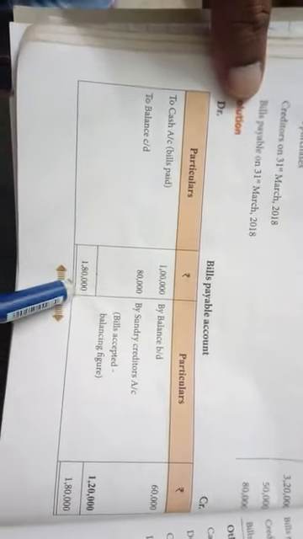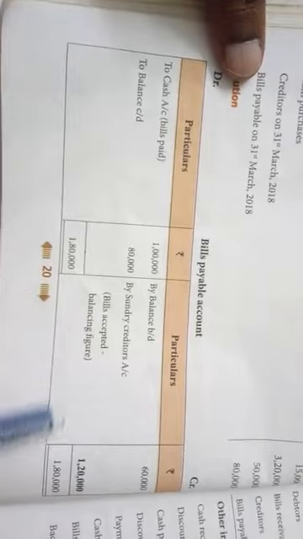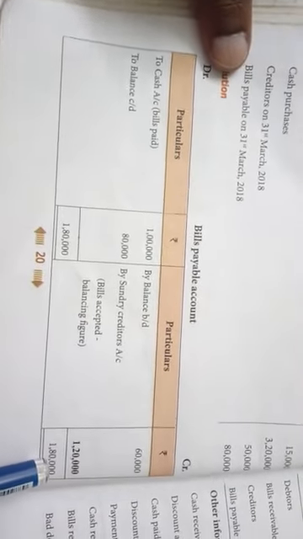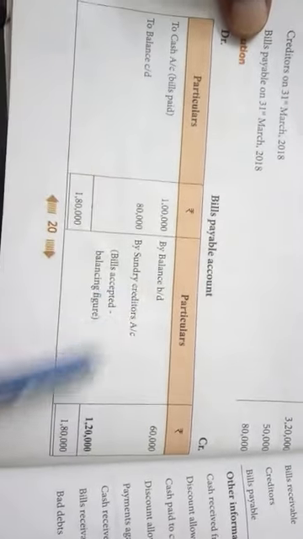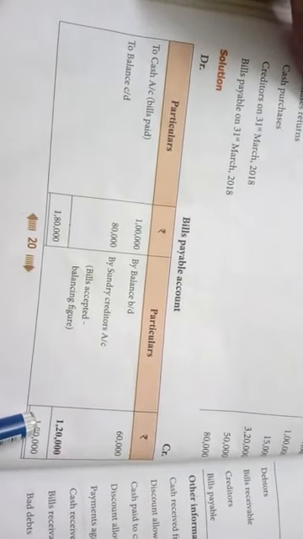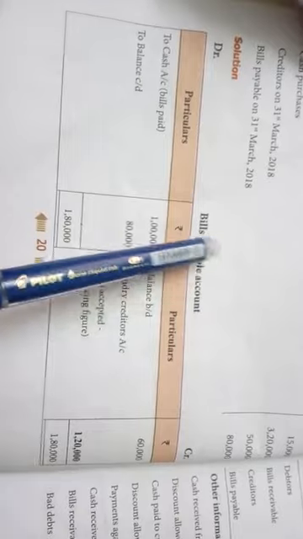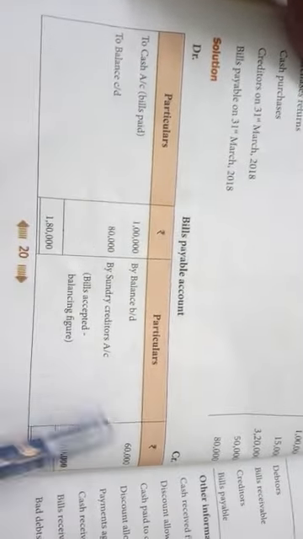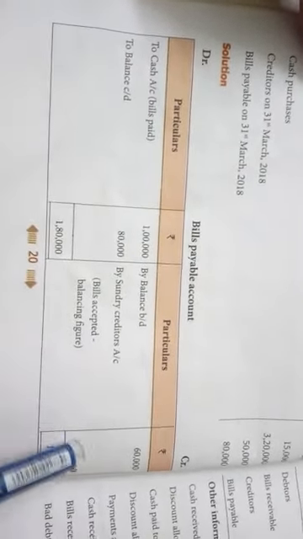First we put the total. Debit side is the highest amount. The same total also appears on the credit side. The difference is bill accepted by creditor. What is the journal entry? Creditor account debit to bills payable. This is the balancing figure, 1,20,000.